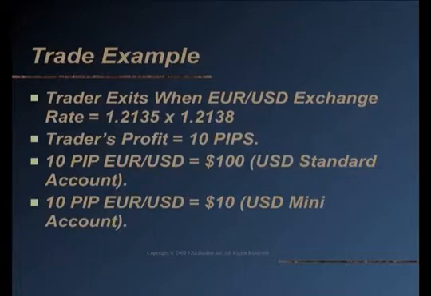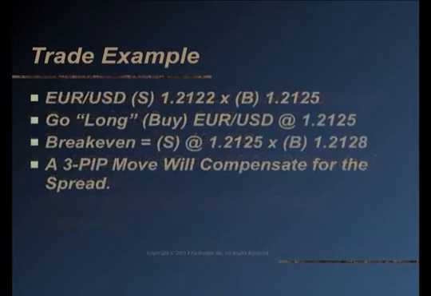In order to break even, since this pair has a 3-pip spread, we need the sell price to move up and equal our buy price. Our buy price was 1.2125. We need the sell price to rise to 1.2125 and the buy price to rise to 1.2128. In other words, we need to overcome the spread, and a 3-pip move in our favor will compensate for that spread. Let's assume that this occurs and the trade continues to move in our favor.